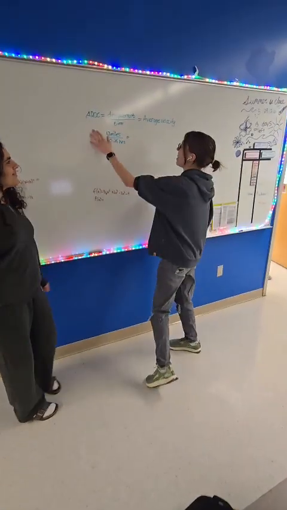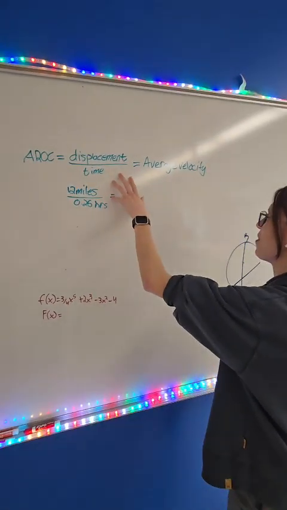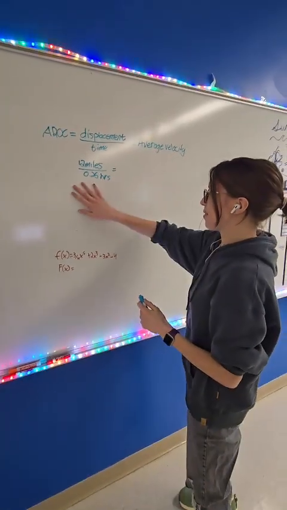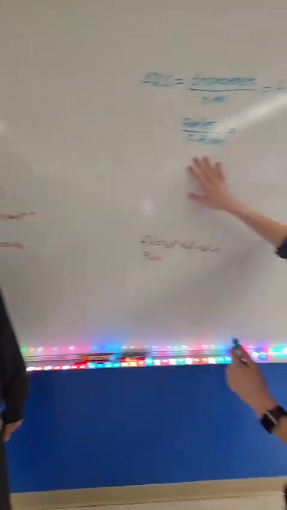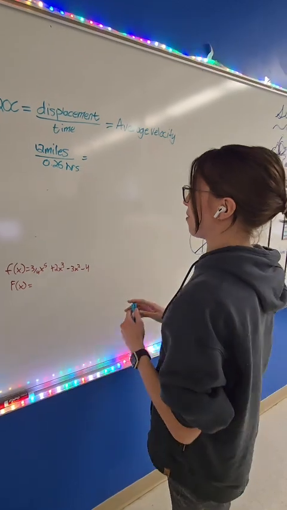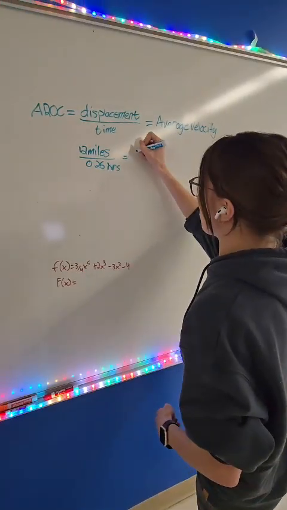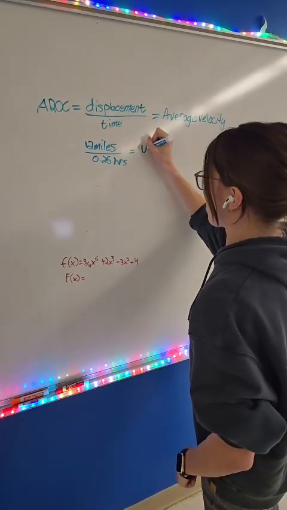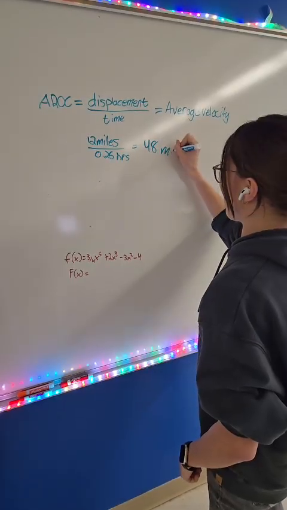Okay, so, this is like an AROC problem. So we had displacement over time equals average velocity. So we know it's 12 miles away and we have 15 minutes or a quarter of an hour. So if we take 12 miles and divide by 0.25, we get 48 miles per hour.